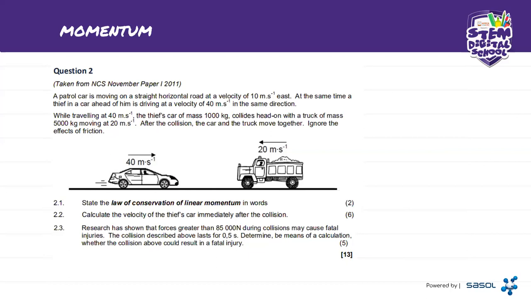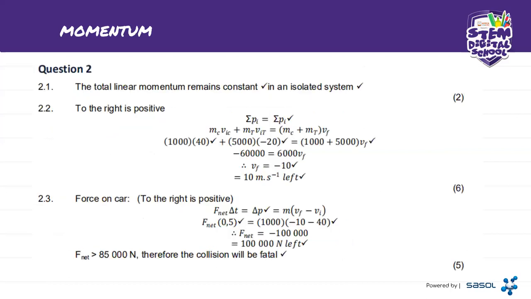Okay. So here, once again, they want you to state the law of conservation of linear momentum in words. And that's only for 2 marks, but it's a lot of marks when you are writing an exam. So it says here, the total linear momentum remains constant in an isolated system. So you see the mark allocation. We still have it remains constant, and we still have it on an isolated system.